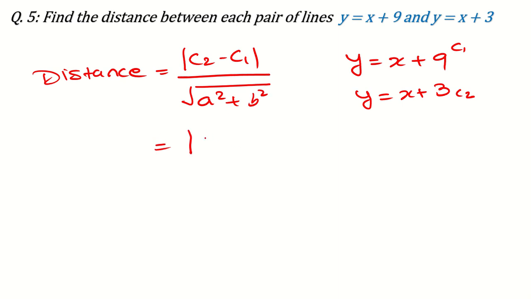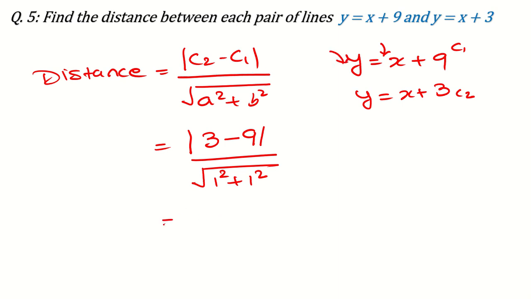Now write their values. What is the value of C2? 3 minus C1 is 9, divided by the square root of 1 square plus 1 square. Why? Because the coefficient of x and the coefficient of y both are equal to 1. Okay. Now 3 minus 9 is minus 6, but we have the absolute value, so it will make it plus 6 over the square root of 2, which means 6 square root of 2 over 2.